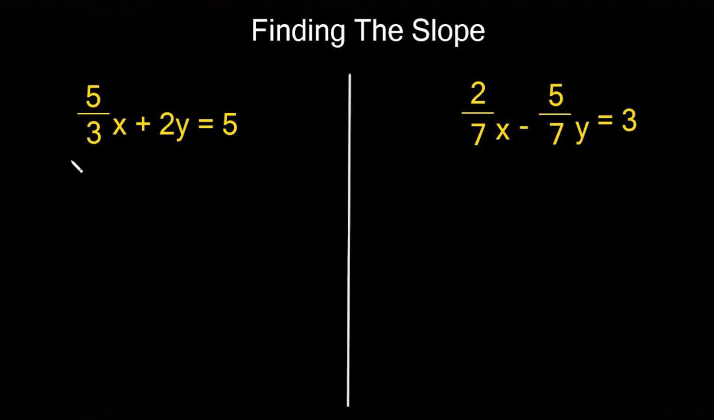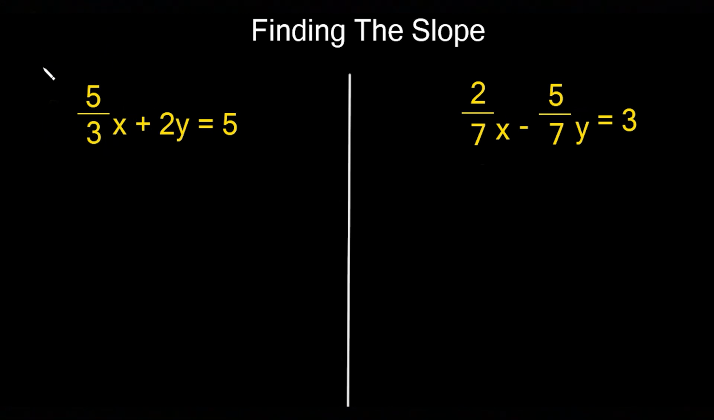Okay, so here's my next example, and an easy way to do this one, whenever you're dealing with a fraction and you don't want to deal with that fraction, is to just multiply everything by the denominator. You don't have to, but I think I'm going to do that here. So I have 5 over 3x, and instead of dealing with this fraction, if I just multiply everything by 3, I can get rid of that fraction.